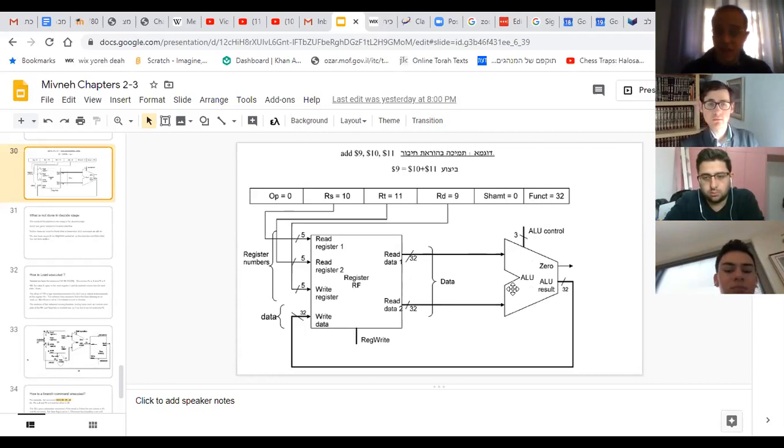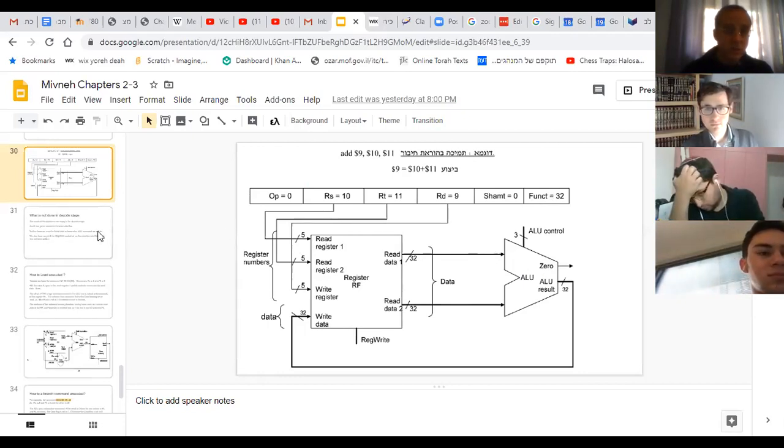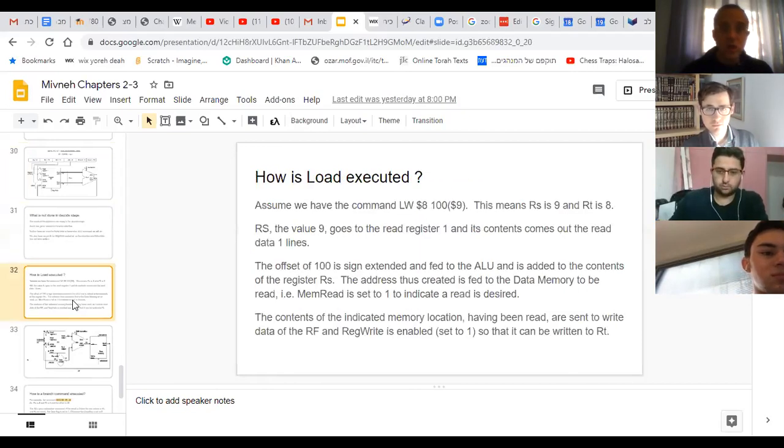But we haven't yet done the ALU. All we've done in this stage is read these things, and their data has gone into the ALU, and the ALU hasn't yet done its job. Now we're going to say, in the same stage, what would we be doing if it were a different command? For example, if it were a load word.